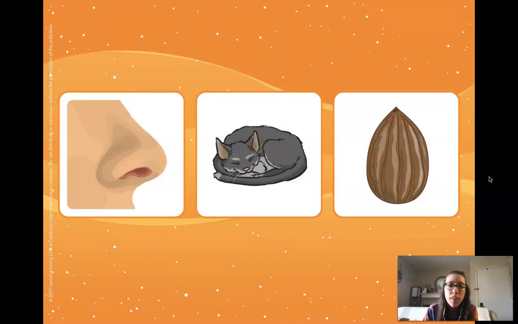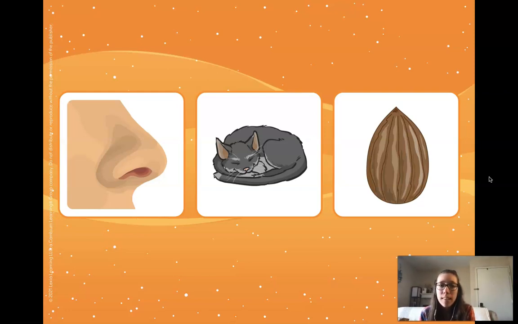Here we have a picture of a nose, nap, and nut. What's the beginning sound you hear in each of those words? Nose, nap, nut. Good, the beginning sound in each of those words is N. What letter says N? That's right, N says N. So each of these words would begin with the letter N. N, nose, N, nap, and N, nut.